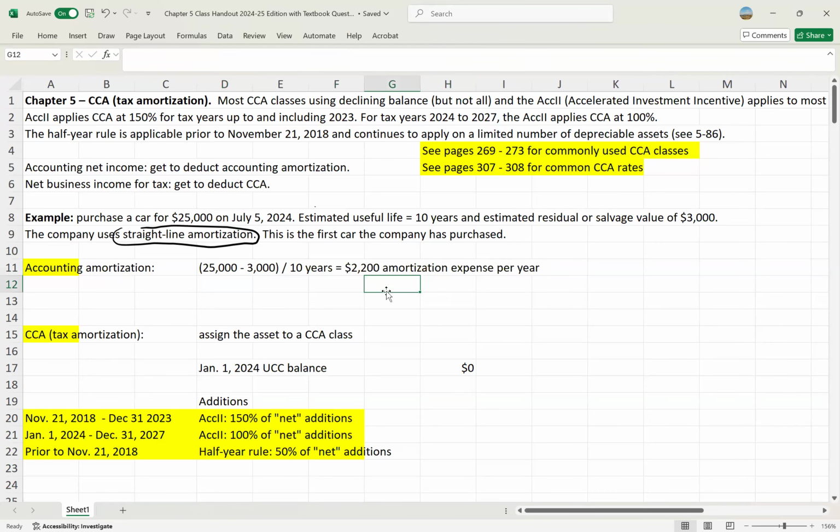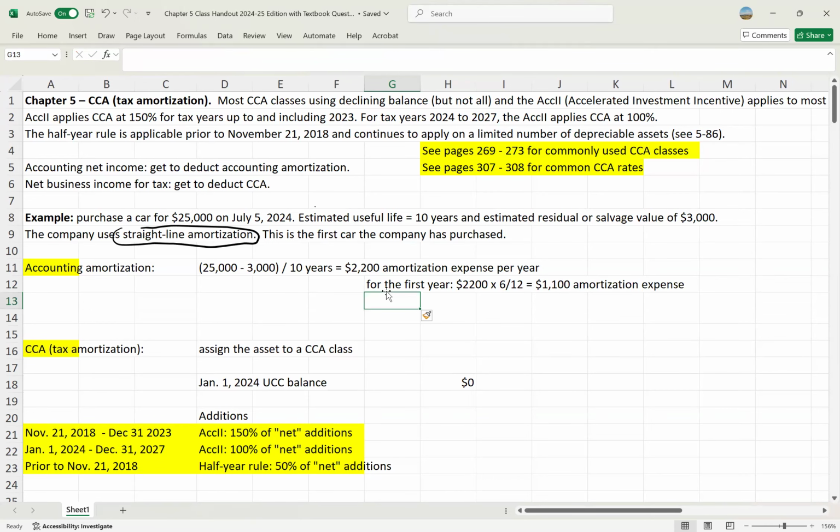And if you remember from your accounting classes, because we bought the asset partway through the year, we have to prorate it. So for the first year, we would take the 2,200. And because we bought it on July the 5th, if you buy it on or before the 15th, you get to take the full month of amortization. So July through December would be 6 months. And so for the first year, we would get amortization expense of $1,100.